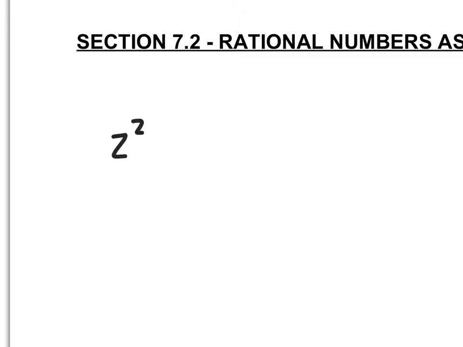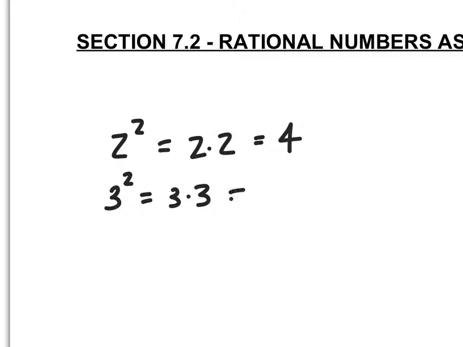And so when I do this, what I'm really doing is 2 times 2, multiplying 2 by itself twice, which is going to end up giving me 4. Let's think of something like 3 squared, which is equal to 3 times 3, and that's going to give me 9. So this is using exponents.